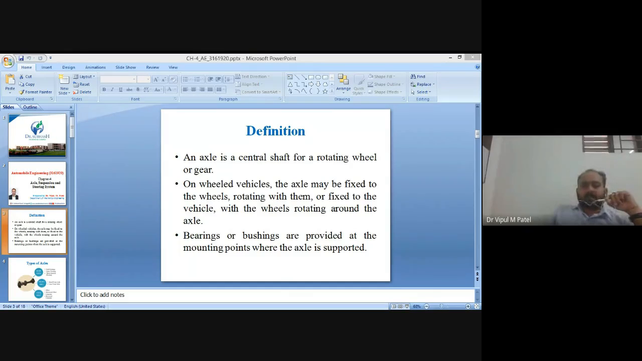This is the type of axle. As we all know, we are using three different types of axle in the automobile vehicle: rear axle, front axle, and stub axle. In that, we can further classify the rear axle into three different categories, that is full floating, semi-floating, and three-quarter floating.